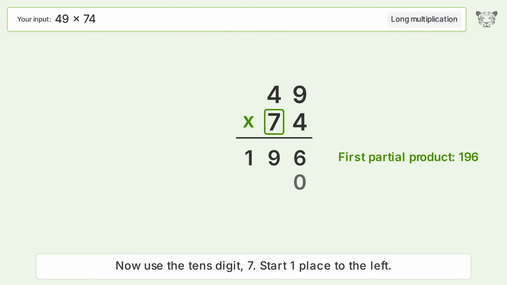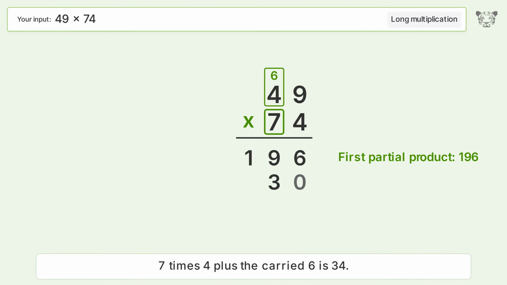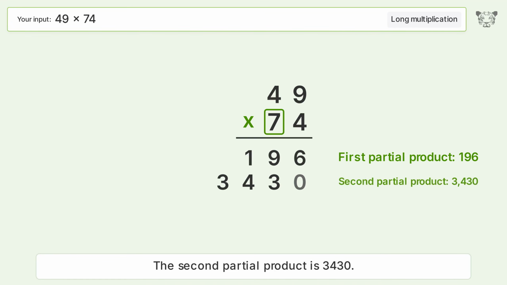Now use the tens digit, 7. Start one place to the left. 7 times 9 is 63. Put 3 in this column and carry 6. 7 times 4 plus the carried 6 is 34. The second partial product is 3430.